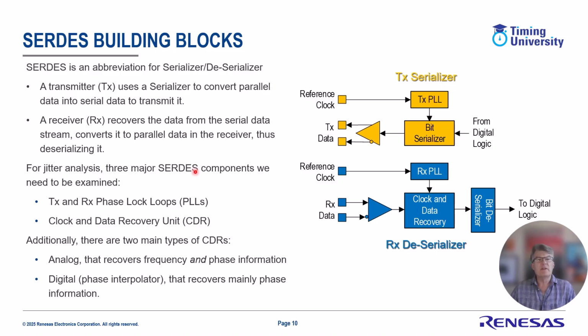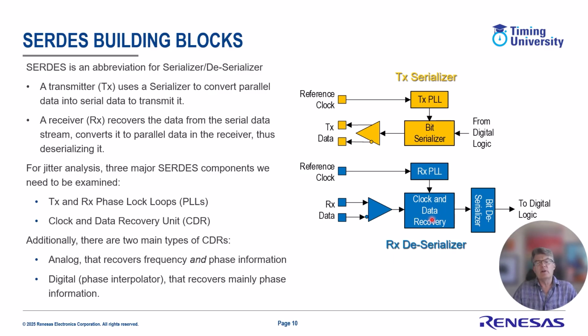And then the receiver does the opposite. It brings in the serial data from the receive port. It recovers the clock from the data and also the phase information from the data, and recovers the bits, which then get run through a serial to parallel converter, and you end up back in your digital logic. So looking at these two diagrams, there's three major pieces. There's the TX and RX PLLs, and then there's the clock and data recovery unit.